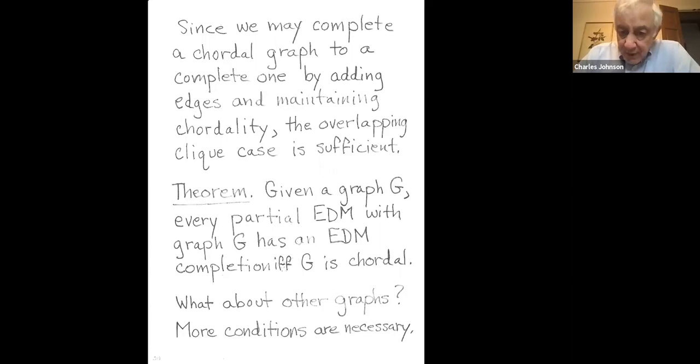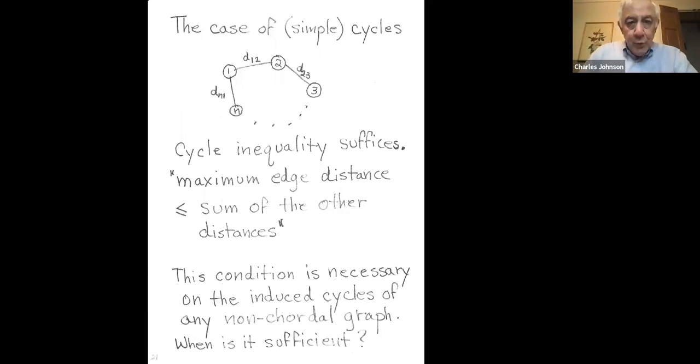So given a graph G, every partial EDM with graph G has an EDM completion if and only if G is chordal. Of course, the necessity we've already mentioned by talking about the cycle case. Well, what about other graphs, non-chordal graphs? Well, for sure, more conditions are necessary, because the obvious necessary condition of being a partial distance matrix is not sufficient. So we need to know something else. So let me give a further example. This is not the whole story, but at least it's a fair part of the story.